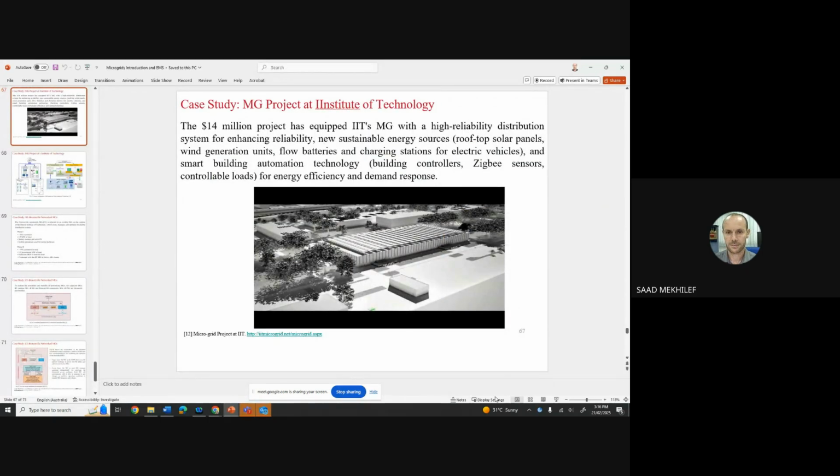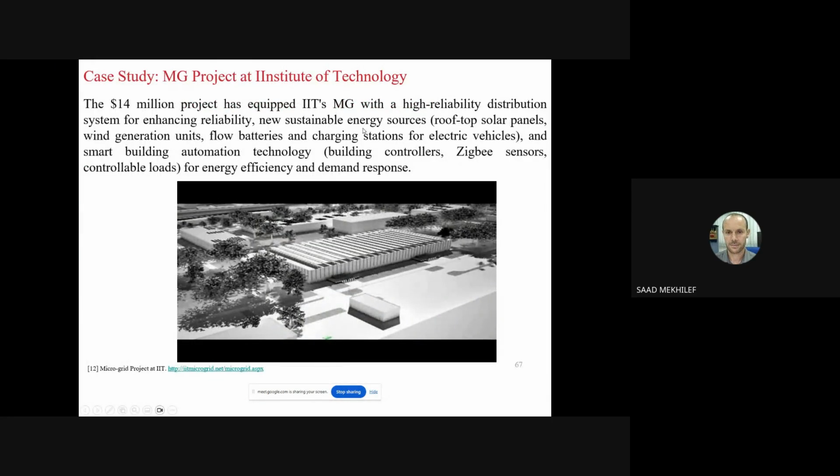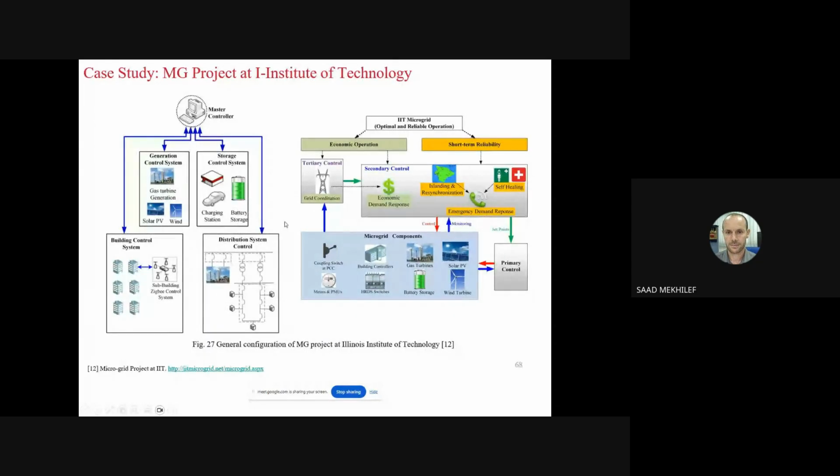This is another example in the United States. In one of the institutes in the United States, one of the IITs, not in India, but I think Illinois Institute of Technology. So this is actually a microgrid system. It costs around 14 million for the project, with a highly reliable microgrid. And because this is designed for research also, they have a lot of Zigbee sensors because they want to monitor and do the readings. So this is the configuration of the system.